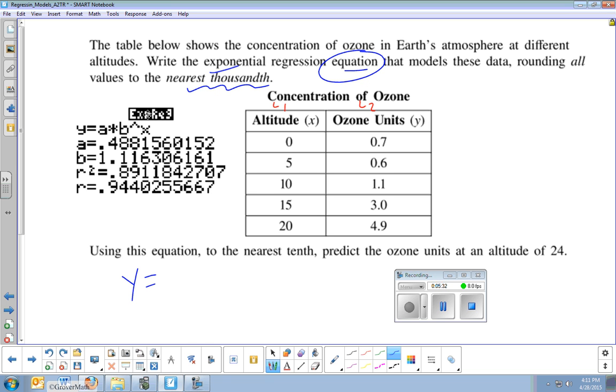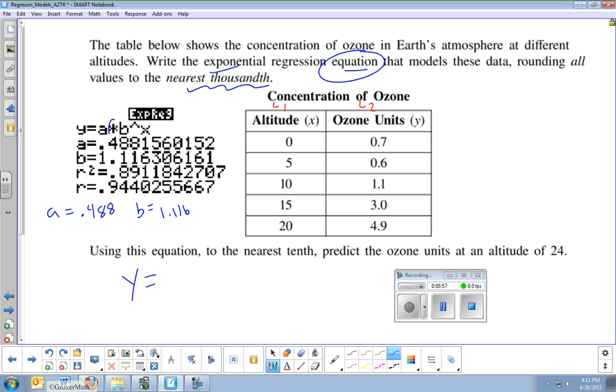And so I'm rounding to the nearest thousandths. So my a value to the nearest thousandths would be 0.488, so that'd be tenths, hundredths, thousandths. That's 3 deep. The b value is 1.116.